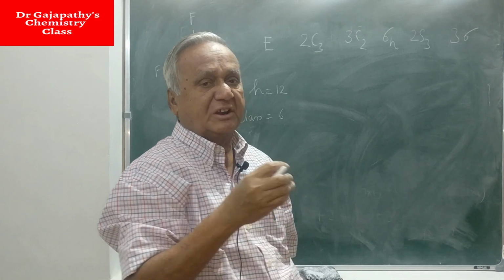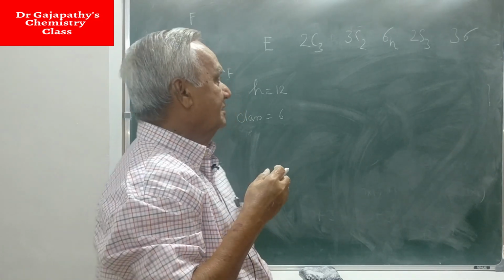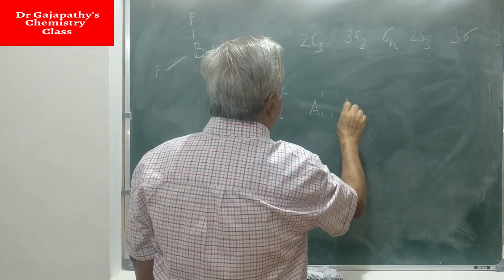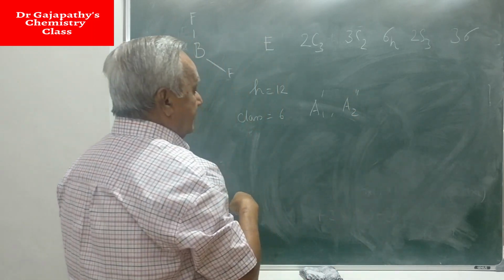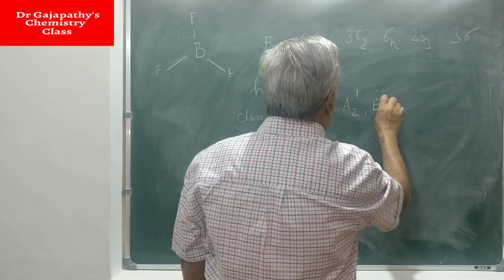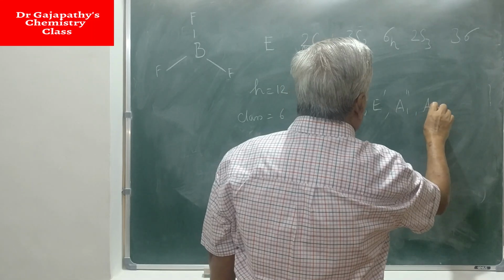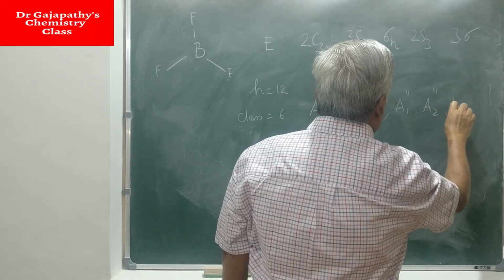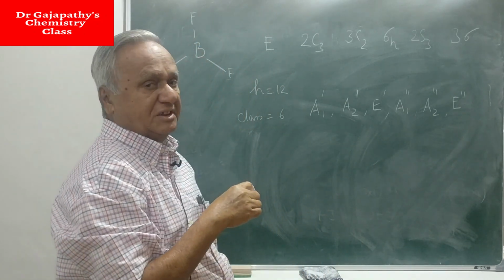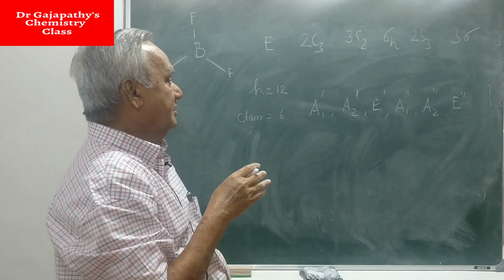When I say class is 6, you understand there are 6 irreducible representations in this molecule. They are A1 prime, A2 prime, E prime, A1 double prime, A2 double prime, and E double prime. These are the 6 irreducible representations for this molecule. You can look in the character table of D3h and you will get this information.